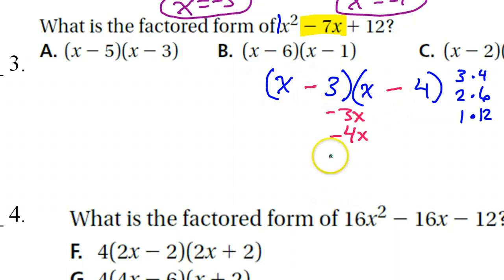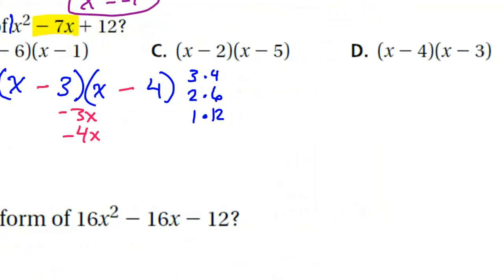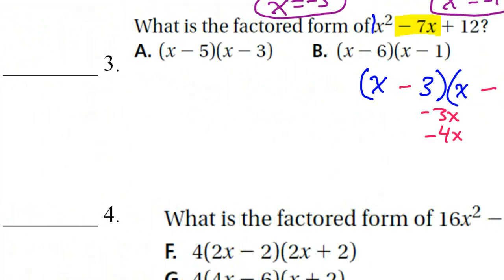So this is the factorization. It's not A, it's not B, it's not C. Oh, look, it's D. X minus 4, x minus 3. The order doesn't matter. So D is the answer. D.